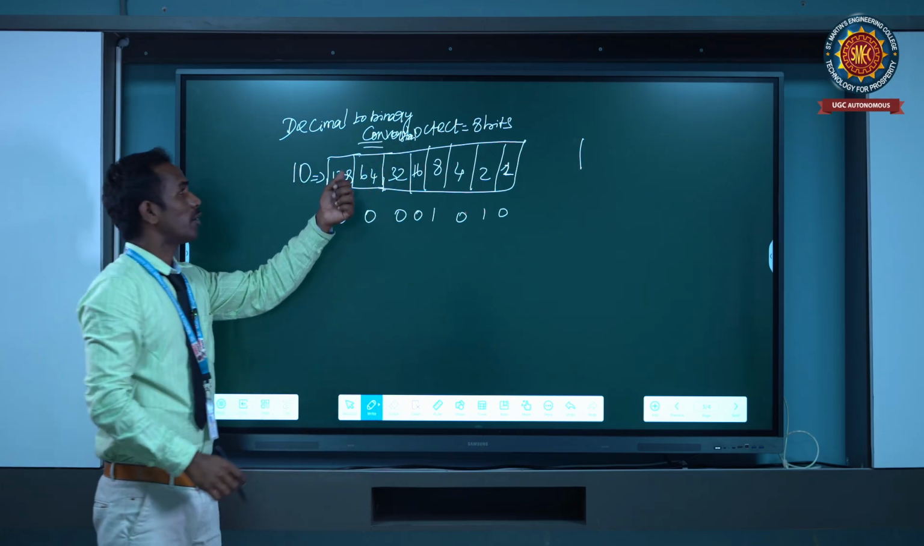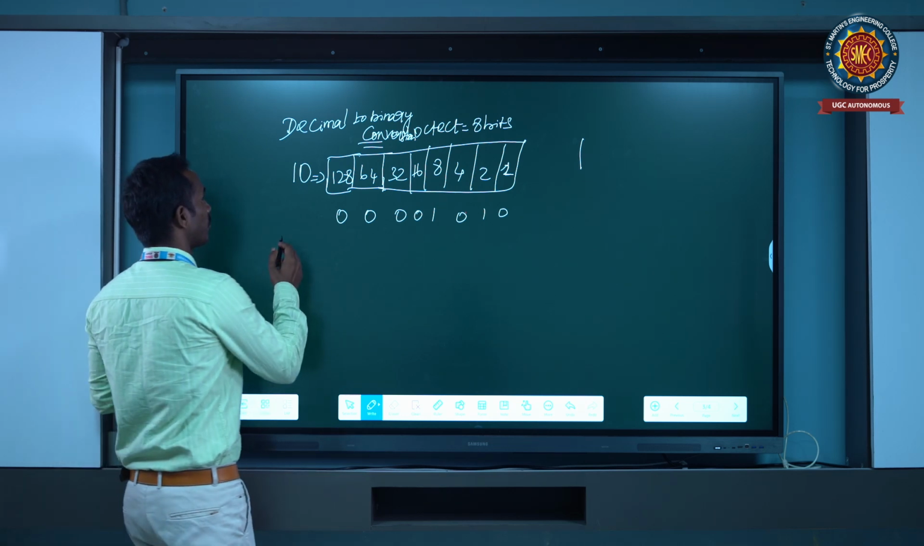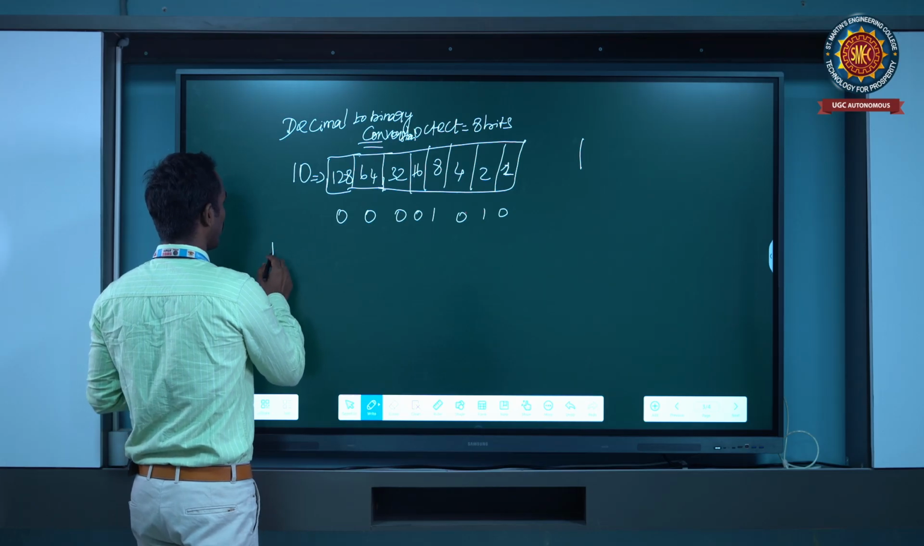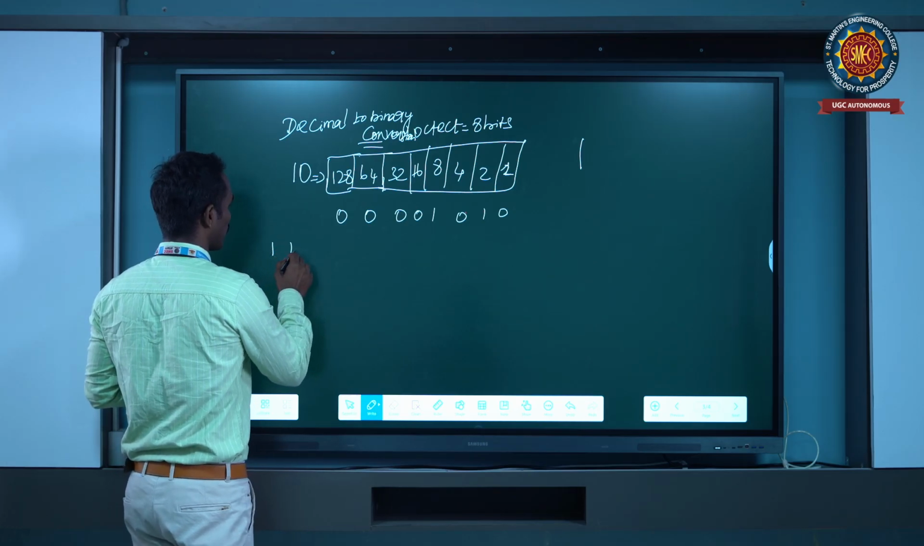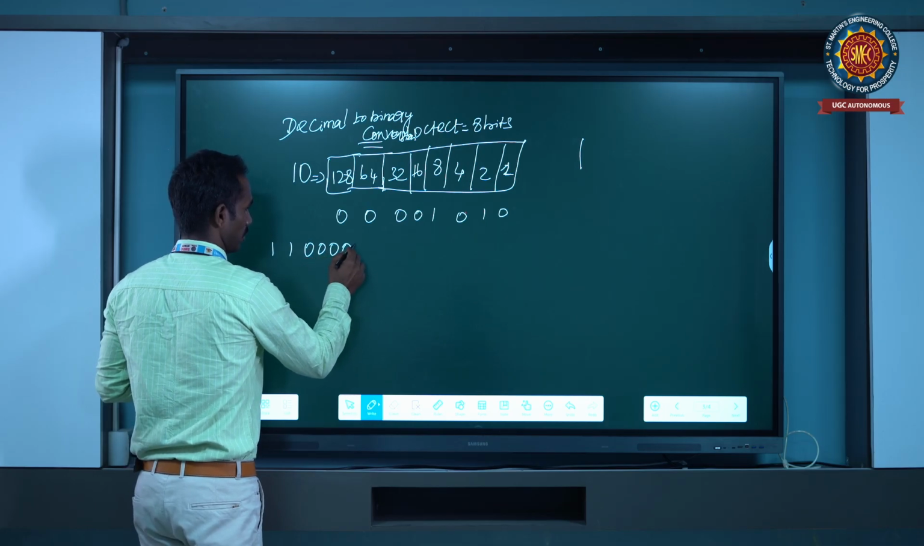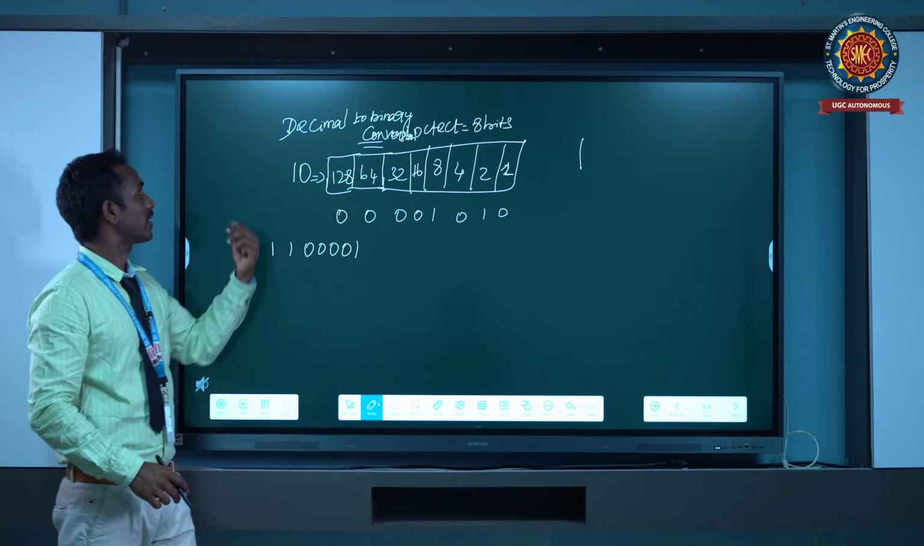And the next, binary to decimal value. How to convert that one? Suppose the binary value is 0, 1, 1, 0, 0, 1. So how to convert that binary to decimal?